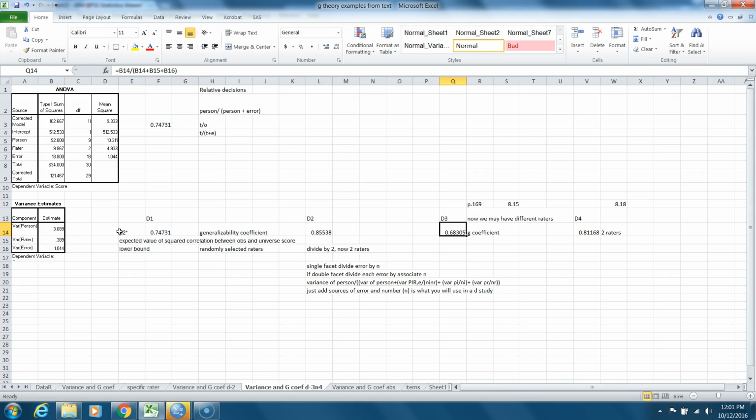And finally, in design 4, if you recall, each examinee is rated by several raters. There are different raters for each examinee. So it's an extension of D3.